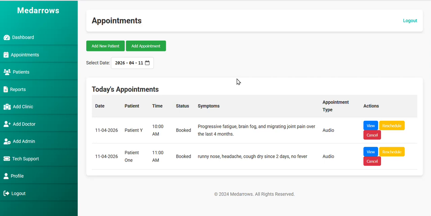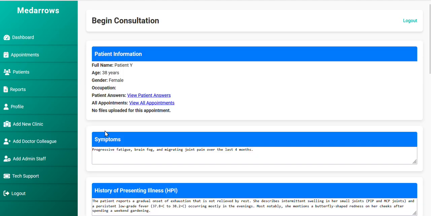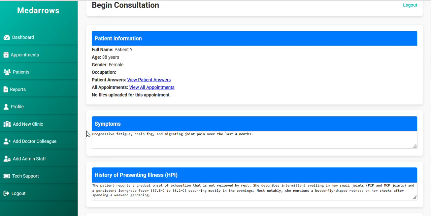Using artificial intelligence in the outpatient departments, like OPDs, for doctors. Okay, so you can see there are two sample patients, one of which is a little bit complex. And let's see how artificial intelligence is going to help you manage this patient.